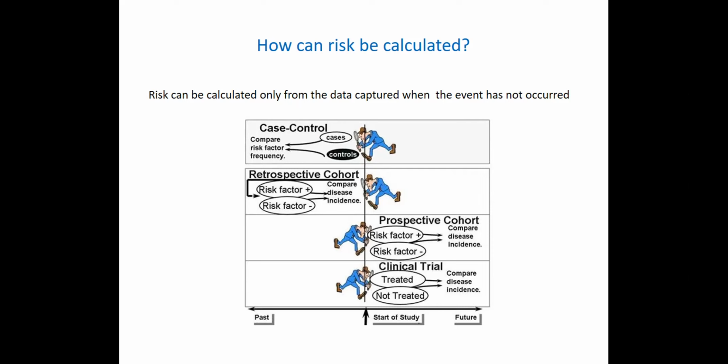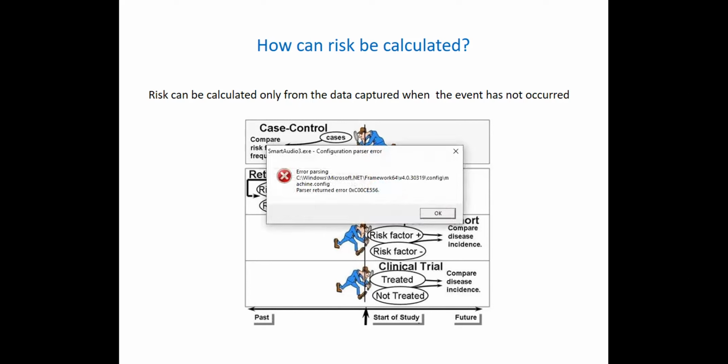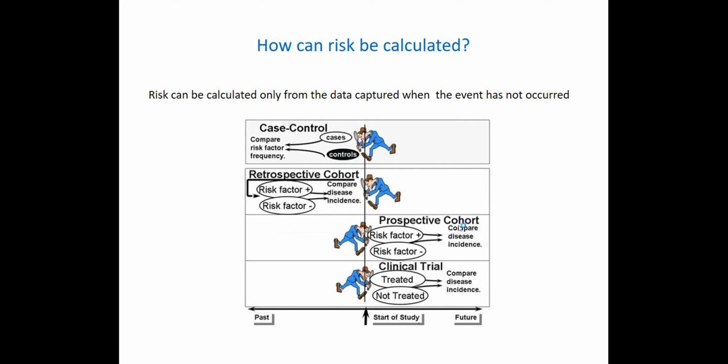There are two perspectives to it. So look at it now. When we look at the data we collected, we want to see, at the point that we start the study, whether the outcome has occurred or not. If the outcome has occurred at the time you are doing your study, then you cannot calculate risk. That's the example of case control and cross-sectional study.